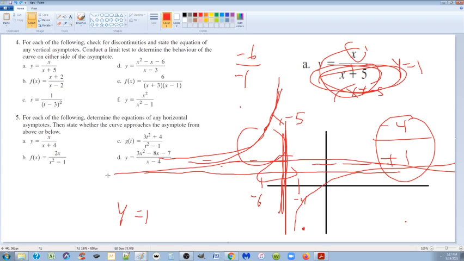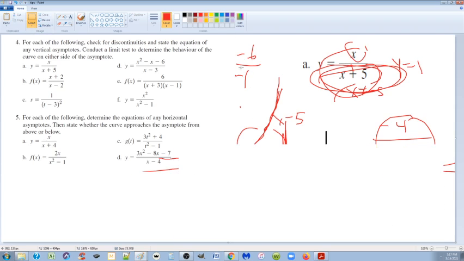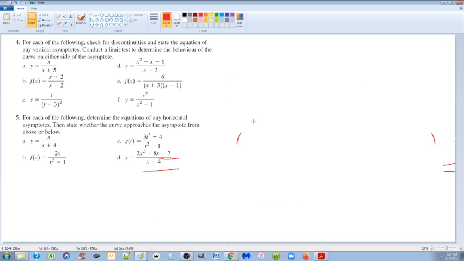What about b? Try not to make so much of a mess. Okay, b is pretty straightforward as well. Also note that it crosses the x-axis, has an x-intercept. And, oh, so did this, by the way, at 0, 0.